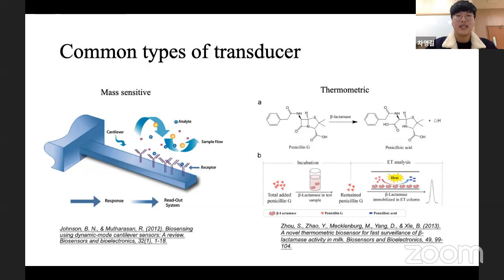The last type of transducer is the thermometric. The thermometric method measures the heat generated when the receptors and the analyte bind. One of the most popular thermometric biosensors, the enzyme thermistor, is the flow injection calorimetric biosensor that directly detects the heat evolved during an enzyme-catalyzed reaction.